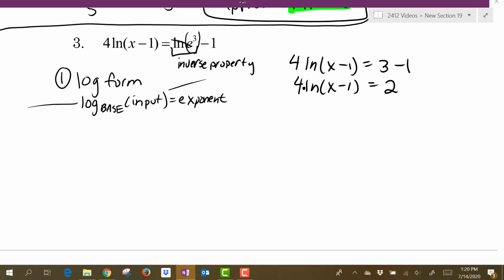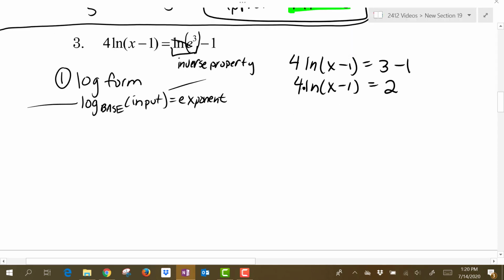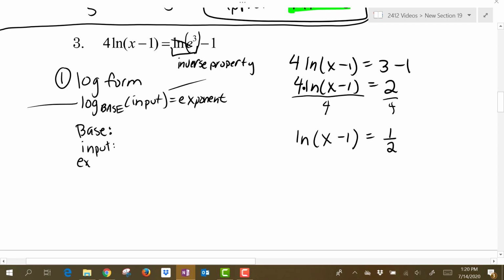Let's look at what operations we have. We have 4 times the natural log of x minus 1 equals 2. What undoes that multiplication? Well, the easiest thing I could do would be to divide both sides by 4. So that's what I'm going to do, and that actually gives us a much simpler equation to work with. Okay, so there's our log form. If it's in log form, then I should be able to identify the 1 base, the 1 input, and the 1 exponent.